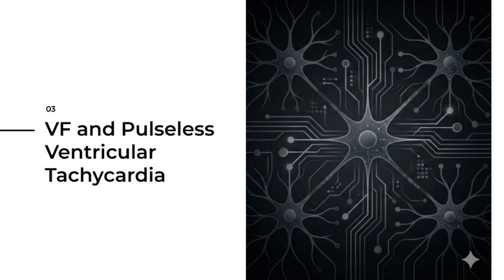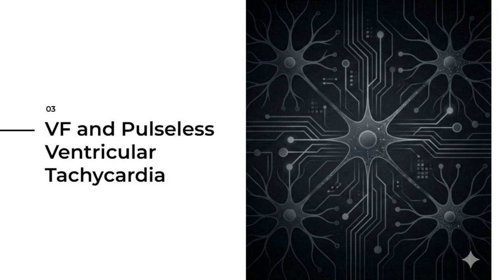Section 03 focuses on VF and pulseless ventricular tachycardia, which are the primary shockable rhythms encountered during advanced cardiac life support. Ventricular fibrillation, or VF, is a state where the heart's electrical system becomes chaotic and disorganized, causing the ventricles to quiver uselessly rather than contracting. Pulseless ventricular tachycardia, or PVT, involves organized electrical activity, but the rate is so excessively fast that the heart cannot fill with blood, resulting in no detectable pulse.